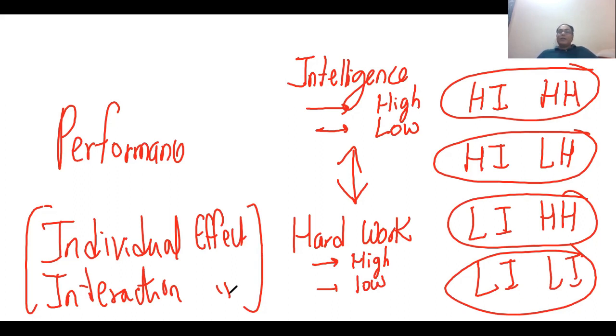Now, can I say the interaction of the intelligence and the hard work has a significant effect on performance? This is called the interaction effect. So in the interaction effect, basically what we are doing is comparing the mean of the interaction subgroups. So now I just want to know whether you understand it or not. If this point is clear, then it is very good.